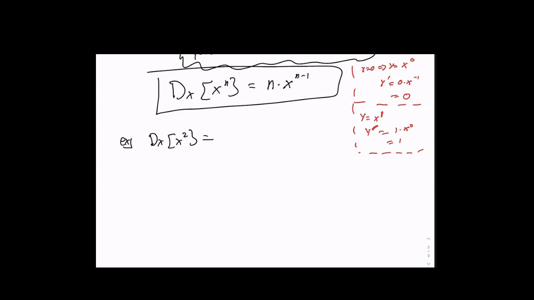X squared. 2 times x to the power of 2 minus 1. Which is 1. 2 minus 1, or we could just say 2x. That's 2 minus 1, is how we got that one right there. What is the derivative of x to the fifth?